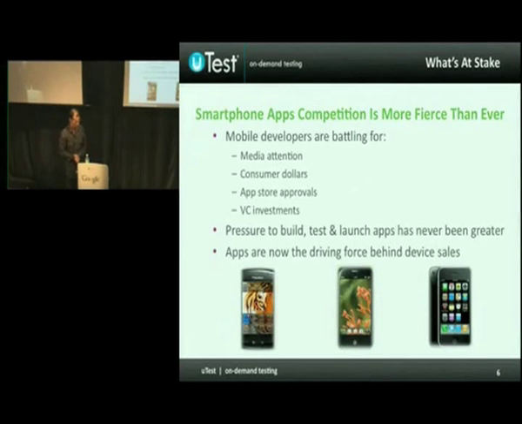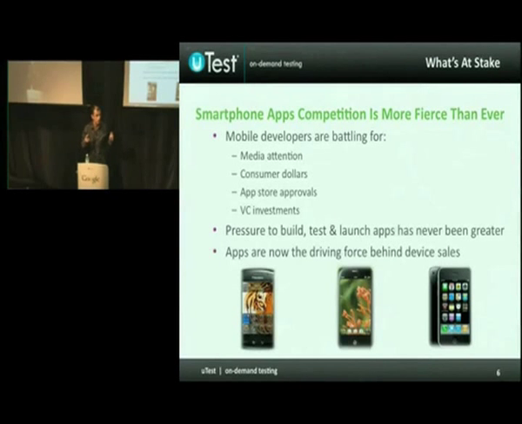Okay. So, you know, the competition around smartphones and mobile is fiercer than ever. The estimated size of the market next year is $8.5 million. I'm talking about apps only. I'm not talking about mobile devices. Developers today are really competing for media attention, for consumer dollars, for App Store approval, for VC investments. It's one of the largest growing markets today.